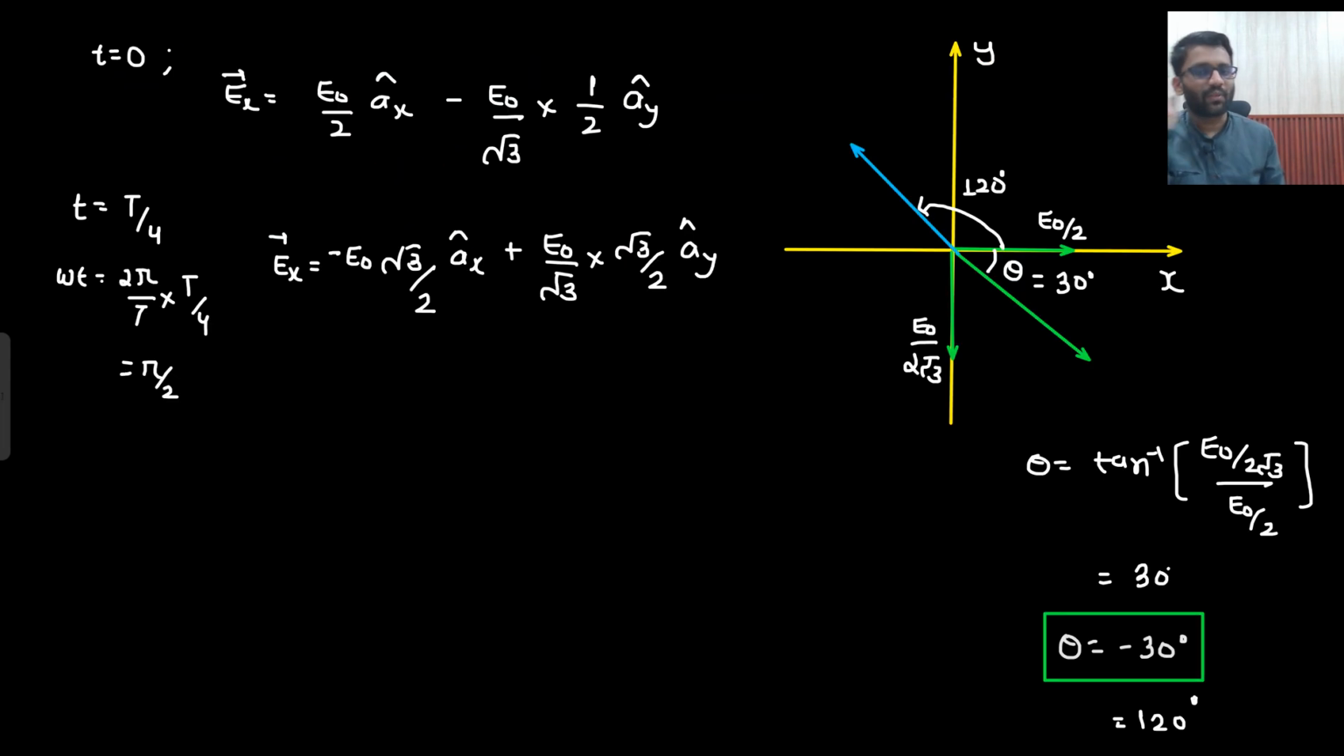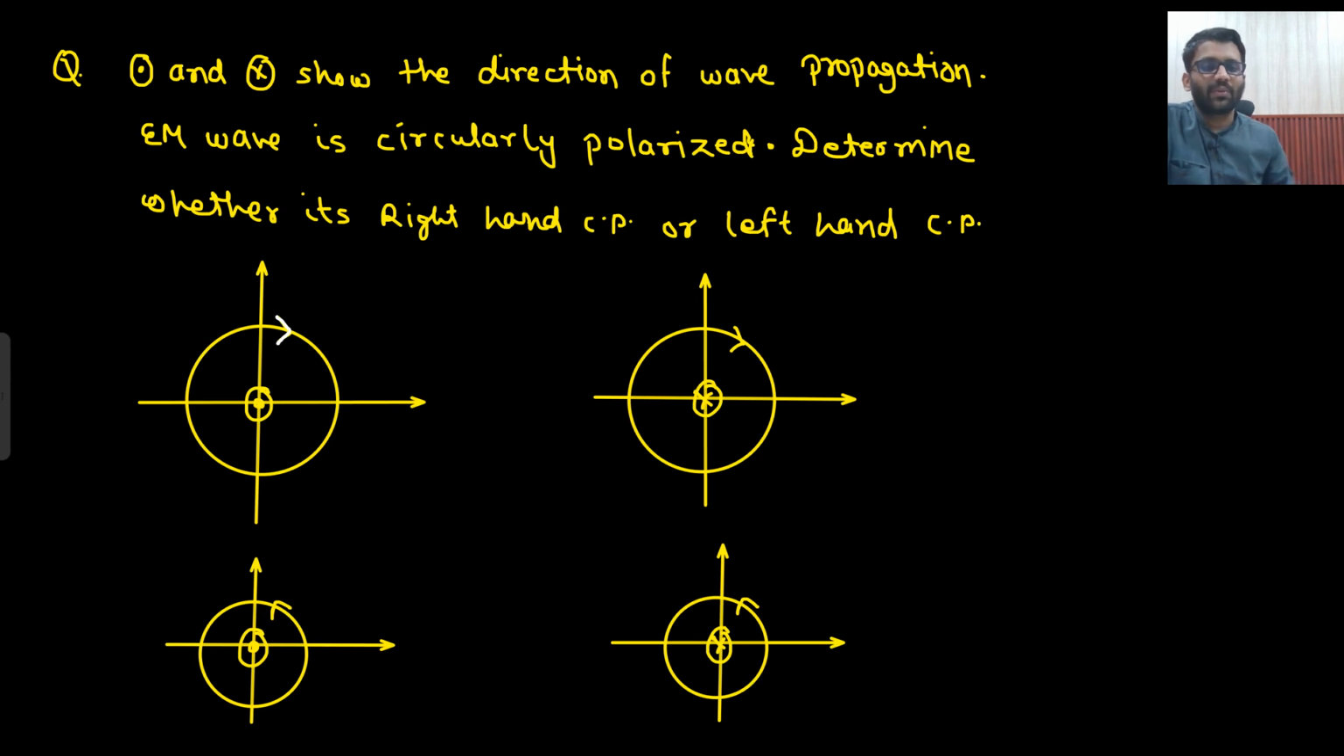Now we need to study circular polarization, but before that we need to study the concept of right hand circularly polarized and left hand circularly polarized. As of now you do not know what circular polarization is, but just consider that you know it. Then if this wave is circularly polarized, this wave is also circularly polarized, and this wave is also circularly polarized. So if they are circularly polarized, how will you tell whether they are right hand or left hand circular polarization?